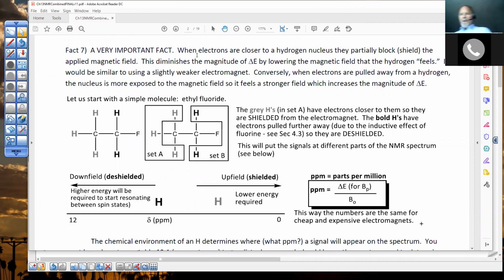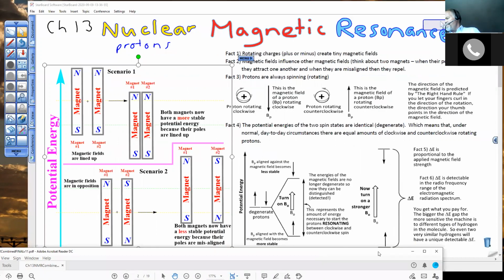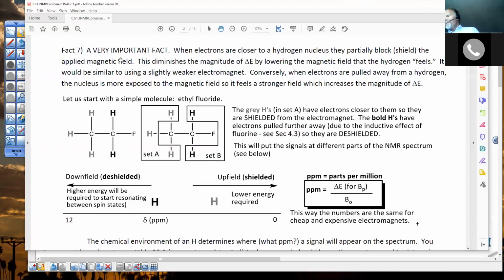There's something that gets in the way of your electromagnet, and that's electrons. We know electrons are present in every molecule, right? So if electrons are closer to a hydrogen nucleus, they're going to partially block or shield the applied magnetic field. That's your big electromagnet. This will diminish the gap, the delta E. Remember the gap we saw was between the two spin states? That will be diminished if electrons are close by. So it will seem like there's less electromagnetic energy hitting the hydrogen.